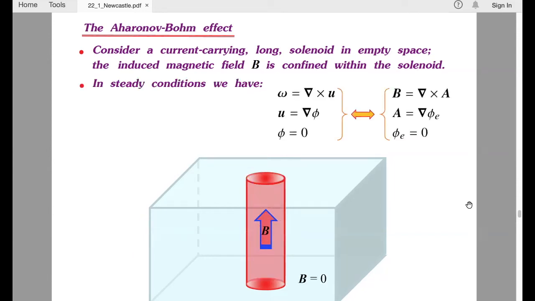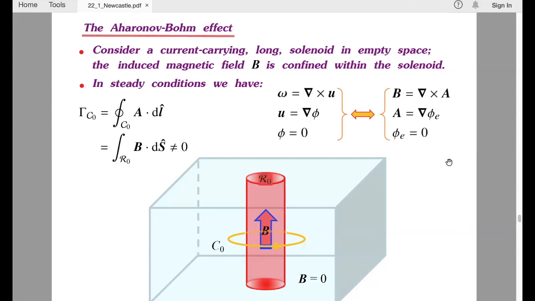So in steady conditions, in the absence of time dependence, we see this analogy between vorticity, curl of U, and the magnetic field, curl of A. U is the gradient of a potential phi, and here we have A as the gradient of a potential associated with the electric field, and then phi is equal to 0 where there is empty space. If we consider a loop surrounding this localized tube of magnetic field, then evidently we have a circulation that is different from 0 by Stokes.